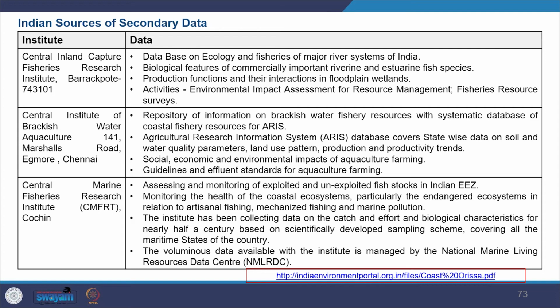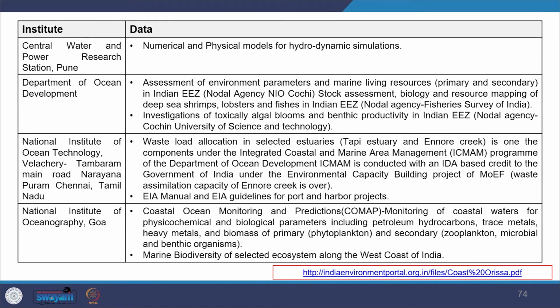Then you have the Central Marine Fisheries Research Institute, which again keeps data. Then you have the Central Water and Power Research Station, which also maintains data. Then you have the Department of Ocean Development. You can see the range of data which they keep: environmental parameters, living resources, stock assessment, investigations of toxic algal blooms, and the coastal ocean monitoring and prediction system. All these are a lot of secondary data which has been constantly monitored.